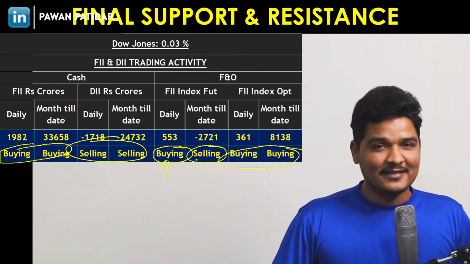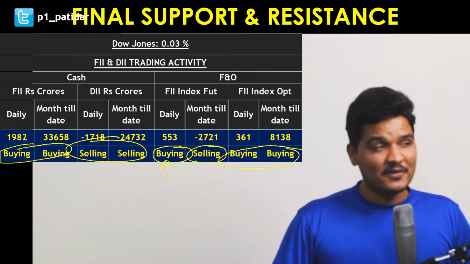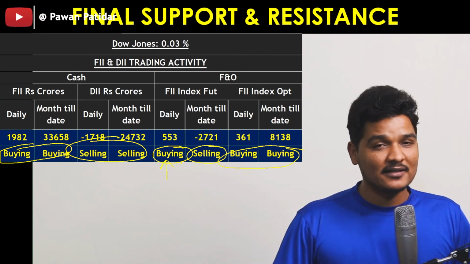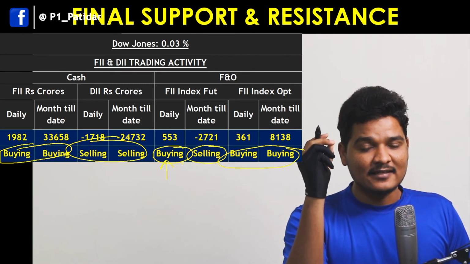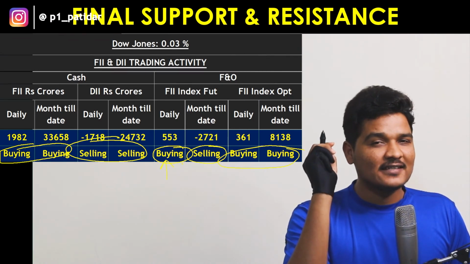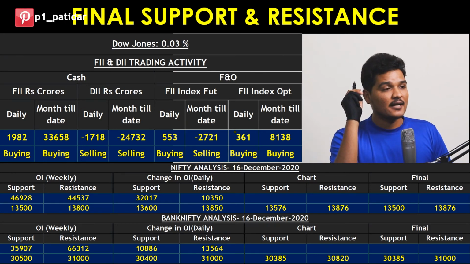So maybe they are trying to dominate more in the market, and in the upcoming days as well I am thinking that FIIs will be dominating and they will be taking the market up, even though the indication of the Nifty is saying that it will move up only, and Bank Nifty is saying it will move down. Now let's find out support and resistance for Nifty and Bank Nifty.